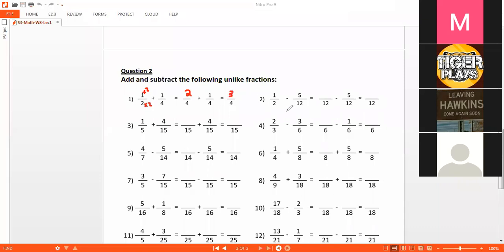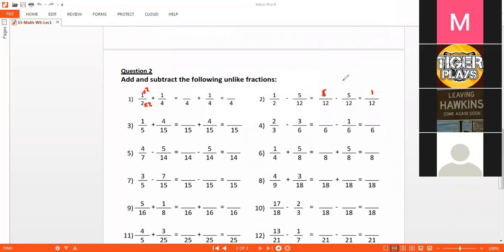Number 2. I have 1/2 minus 5/12. What do I do? 1 times 6. You mean you multiply the first fraction by 6. Yes, we multiply the first fraction only by 6. Yalla, what do I get? 6/12. So do I have now the same denominator? Can I subtract them? Yes. What's 6/12 minus 5/12? 1/12. Very good.